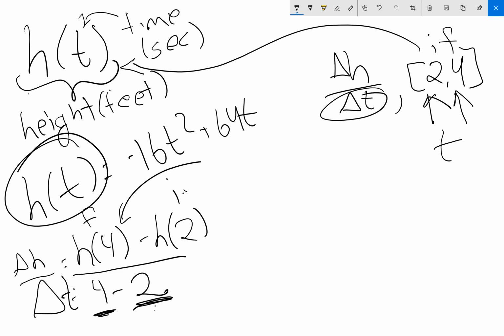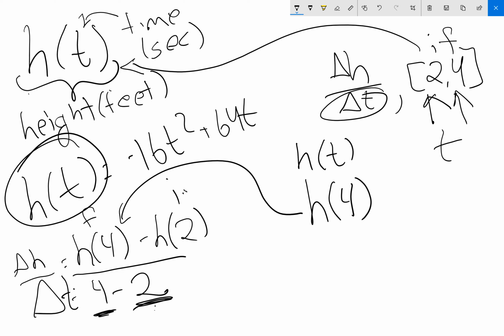So first let's figure out what h of 4 is. So h of 4, notice this was h of t before. So wherever we see a t, we're going to plug in a 4. So that means 16, we see a t, so we're going to do 4 squared. Notice I'm not doing 16 squared, right? The exponent only affects whatever is right next to it.